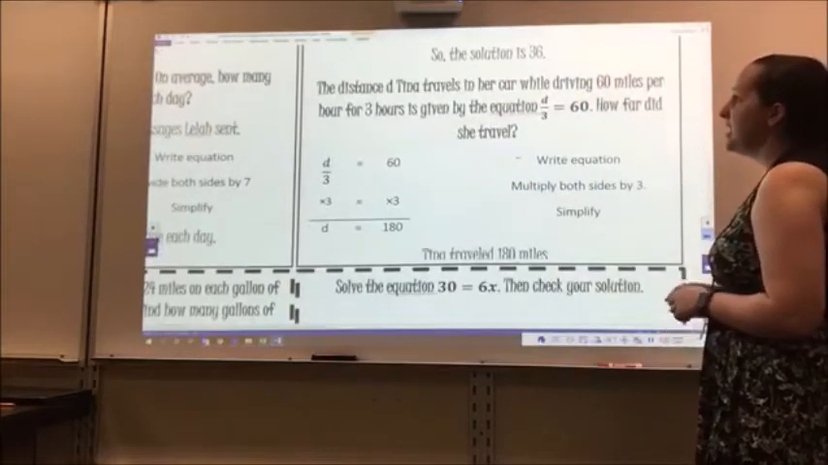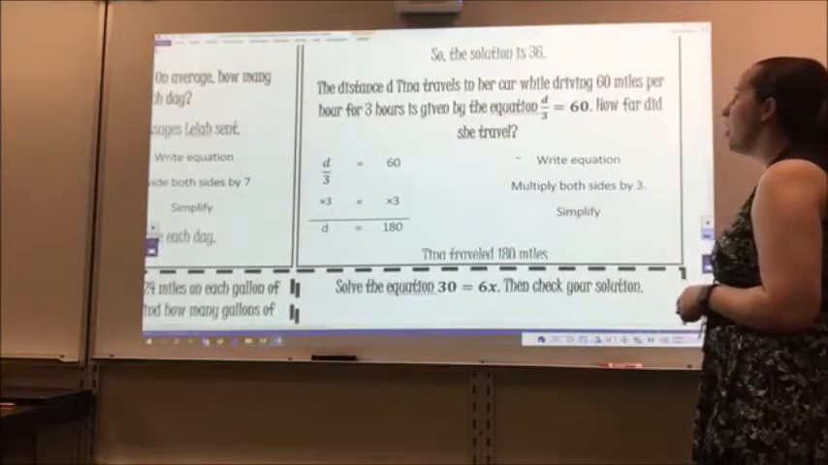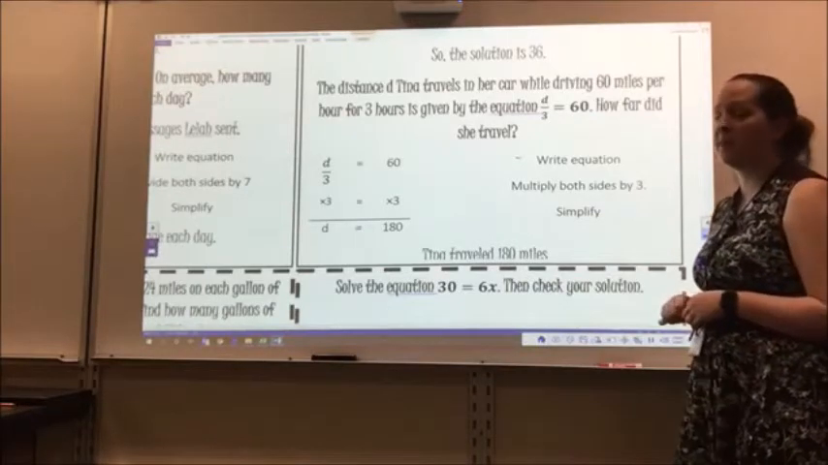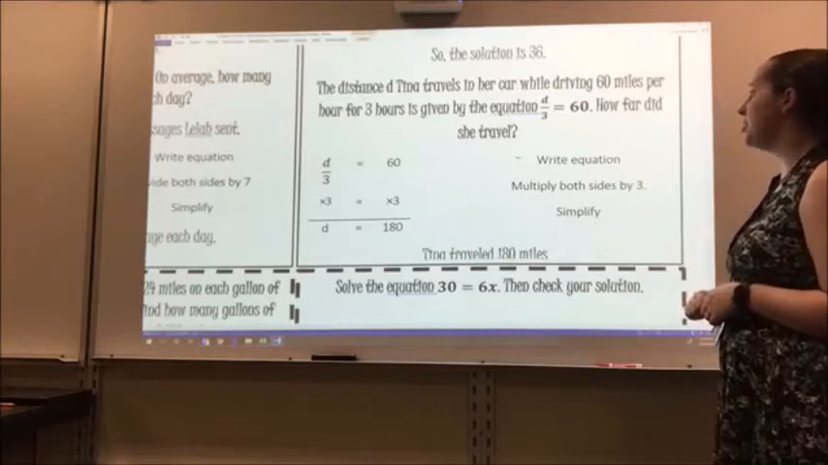The distance D Tina travels in her car while driving 60 miles per hour for 3 hours is given by the equation D divided by 3 equals 60. How far did she travel?